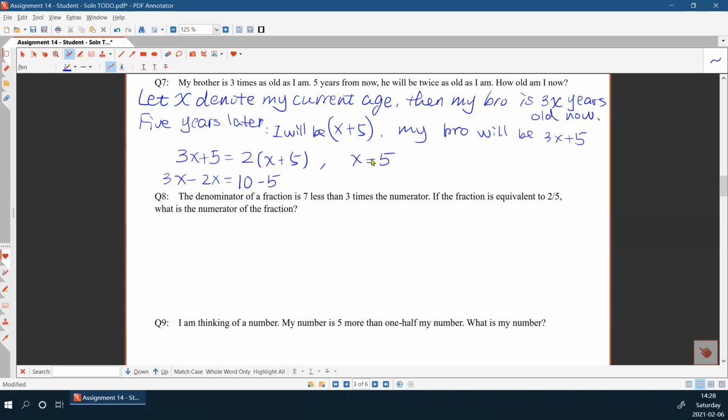Okay, x is 5. What is x? X is my current age. So that means my current age is 5. So our conclusion is I am 5 years old now. Right? This is the whole solution for this question. Any questions here?